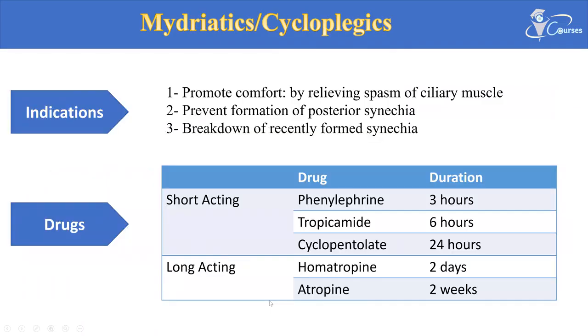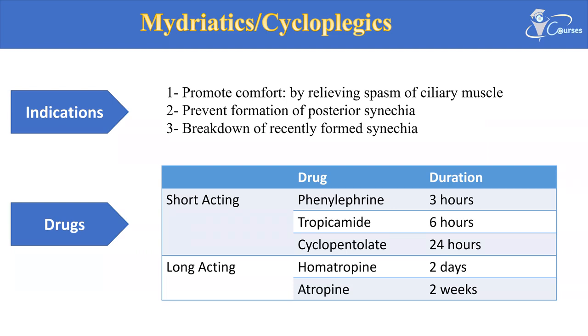Let's start with the mydriatics and cycloplegics. Why do we give mydriatics or cycloplegics to the patients? This is for 3 main reasons. First of all, to promote comfort, to relieve the spasm of the ciliary muscle. Patients with inflammation will have spasm of the ciliary muscle, and we need to relieve this spasm with mydriatics and cycloplegics. Second, prevention of formation of posterior synechia by keeping the pupil always in a mobile state, constriction and dilatation, and the breakdown of recently formed synechia.